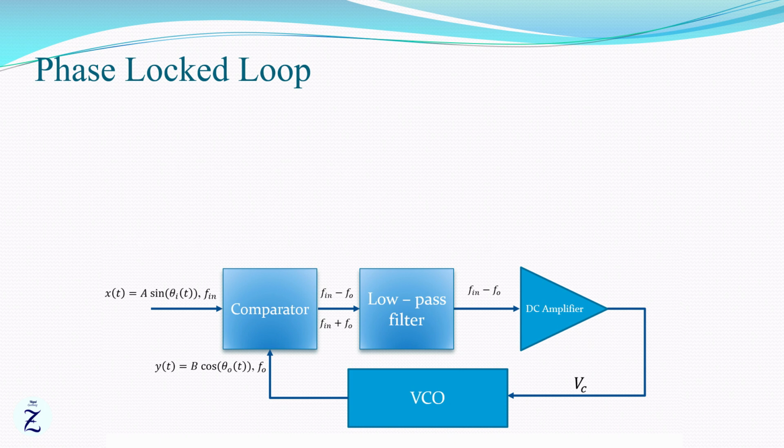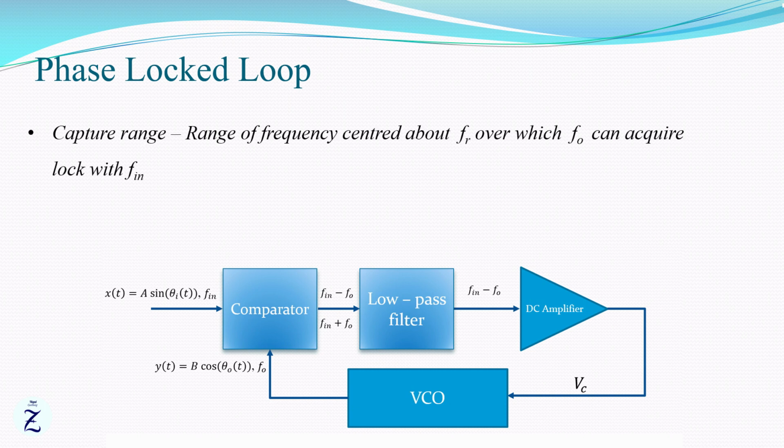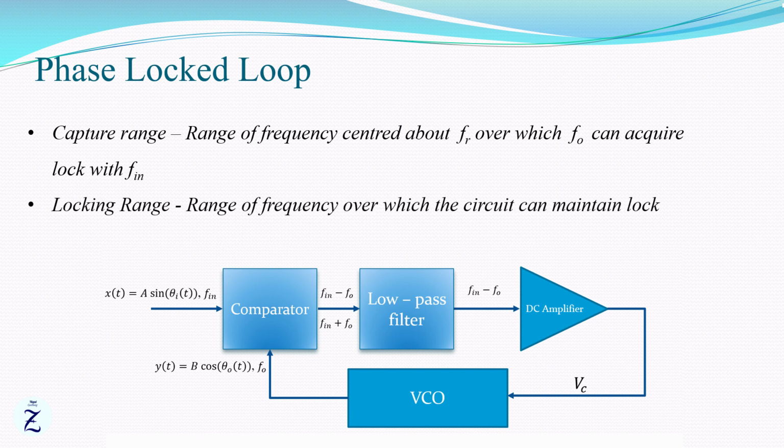Let us familiarize ourselves with the important terms which characterize the performance of the PLL, that is capture range and locking range. Capture range is defined as the range of frequency centered about the VCO free running frequency over which the output signal frequency of the VCO can acquire lock with the input signal frequency. Once it is locked, there will be a limited range, basically wider than the capture range, over which the circuit can maintain the lock. This range of frequency is known as locking range.